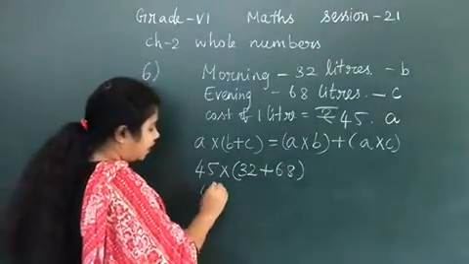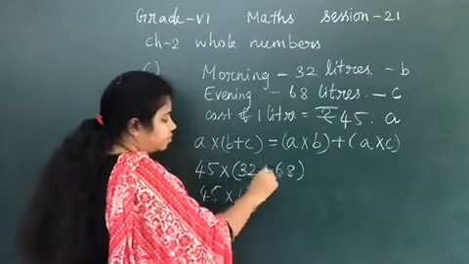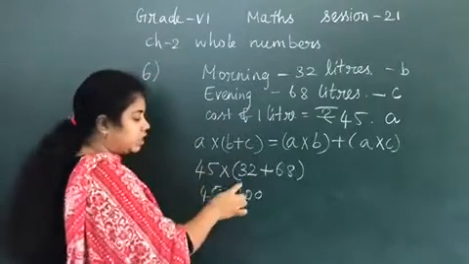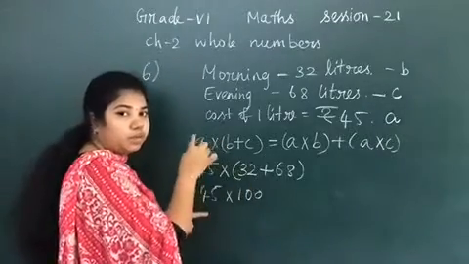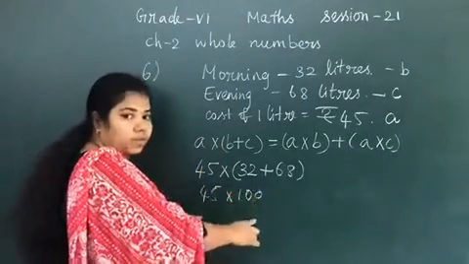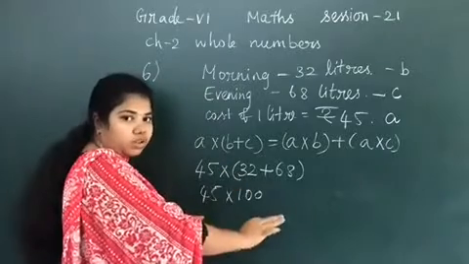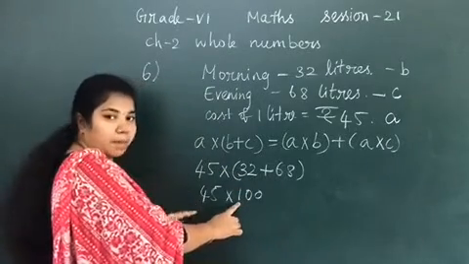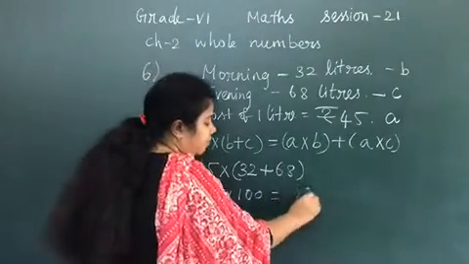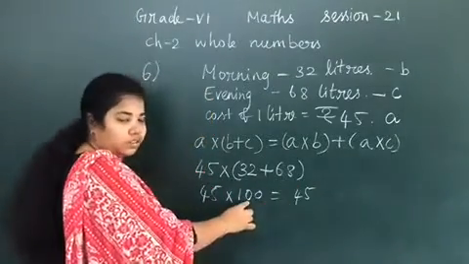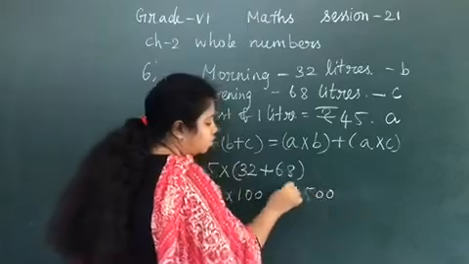So, 45 into 100. This is the addition of 68 and 32. It is 100. So, 45 into 100. If you want to multiply some number by numbers with zeros, what you have to do? Just ignore the zeros. Multiply the number by the given number. So, 1 into 45 is 45, and how many zeros did we ignore? 2 zeros. So add the 2 zeros now.